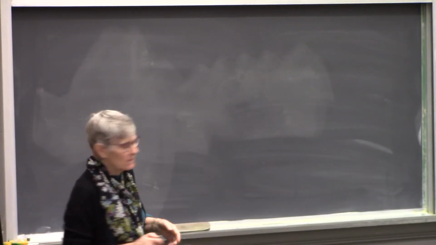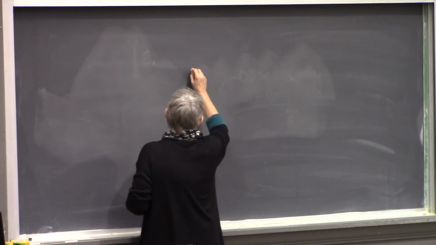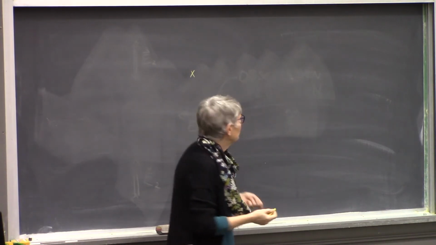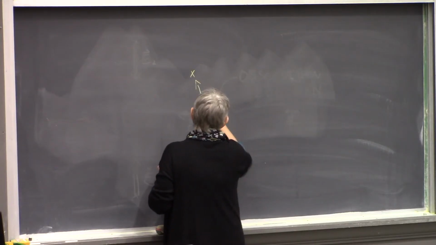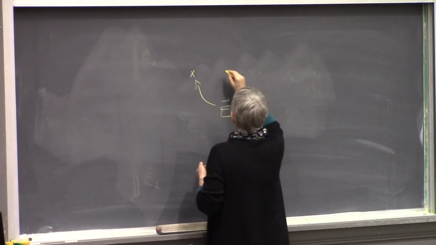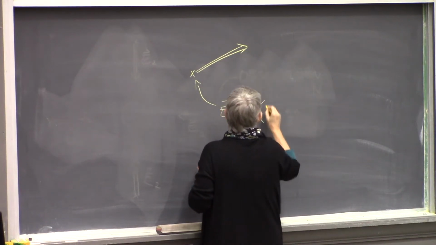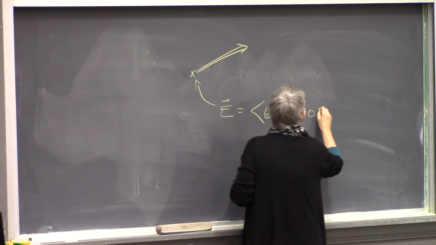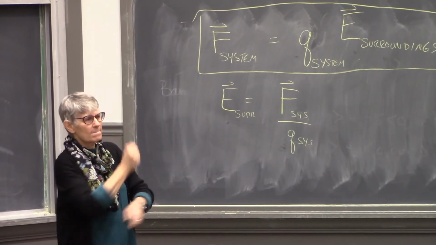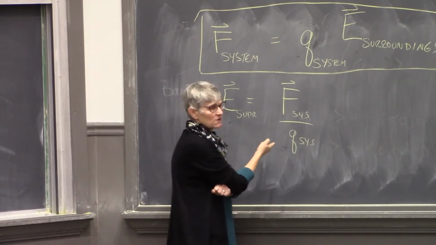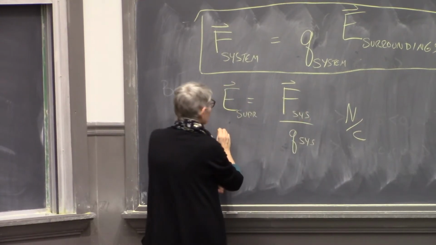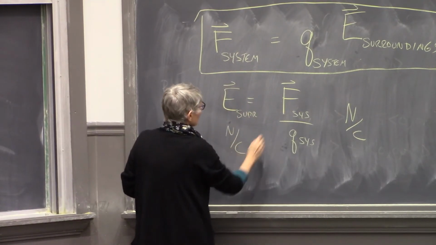So for example, suppose at some location here, we've measured the electric field with our little proton on a spring, and we know that at this observation, the electric field is, let's say, <6000, 4000, 0>. And what are the units of field here? What do they have to be from this equation? Newtons over coulombs, that's right, because this is newtons and that's coulombs. So this is newtons per coulomb.